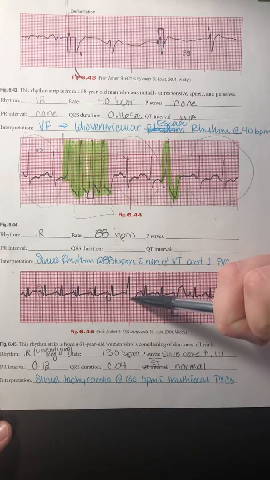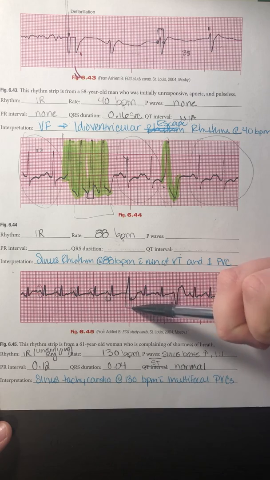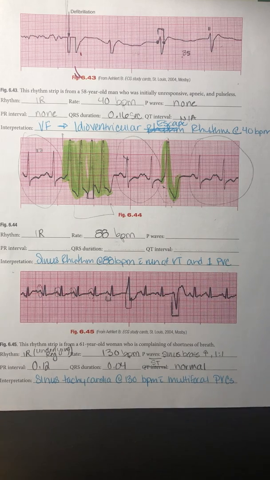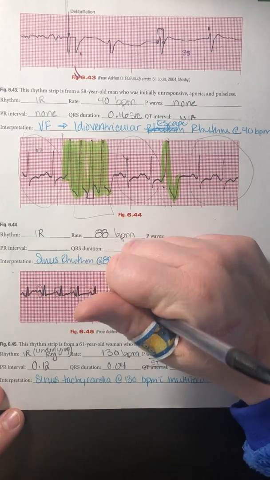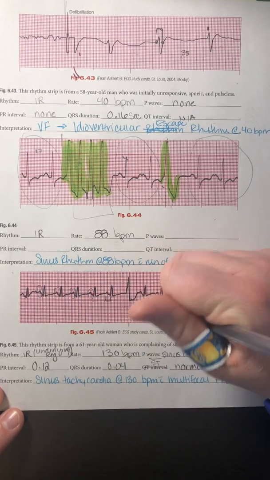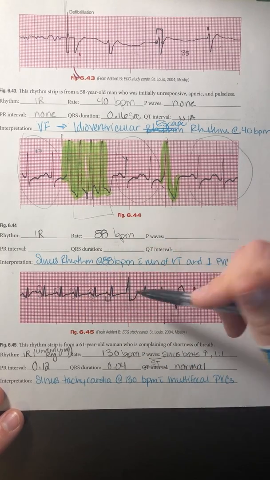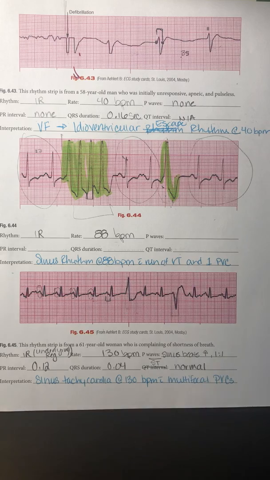QRS. My QRS ends here, where that little notch is. This is going to be about 4 blocks long. So they're both wide. Again, we can definitely tell just by looking at it that they're wide. Don't necessarily have to measure those out. And these are going to be my PVCs.